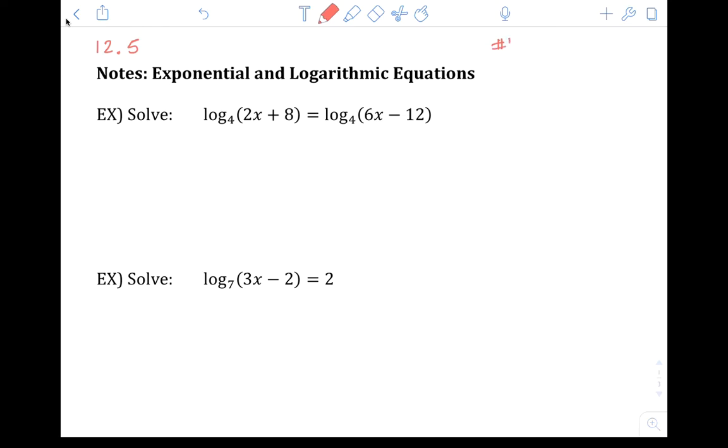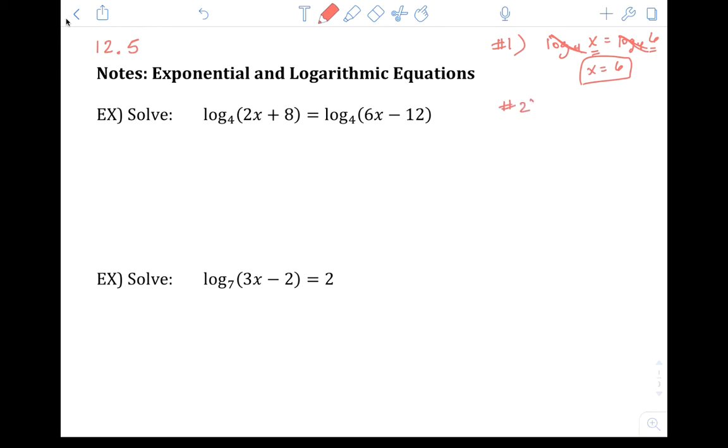Option number 1, if you have a log with a base and that is already set equal to a log of a base, you drop the logarithms. You don't need them. It makes logical sense that if log base 4 of x equals log base 4 of 6, x has to equal 6. So option 1, you can drop the logarithms because you already have one on each side.